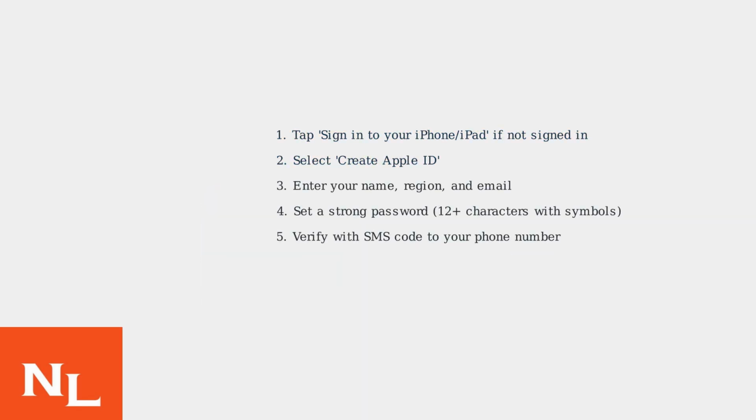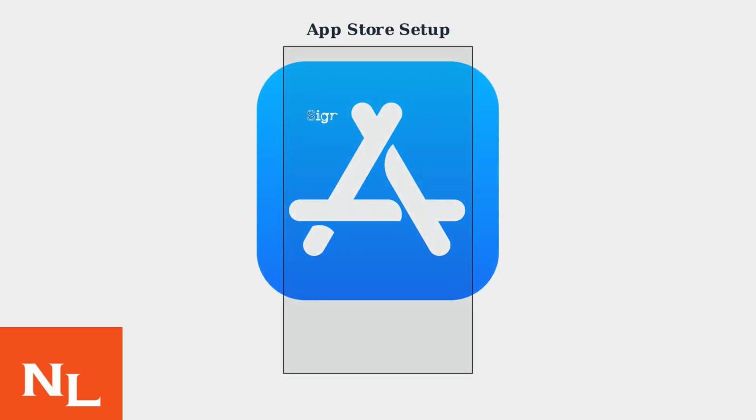Enter your name, region, and email, then set a strong password. Apple recommends 12 plus characters with symbols. You'll receive a verification code via SMS to confirm your phone number. Once your Apple ID is created, the App Store will prompt you to sign in. You can immediately download free apps while paid apps require a payment method.